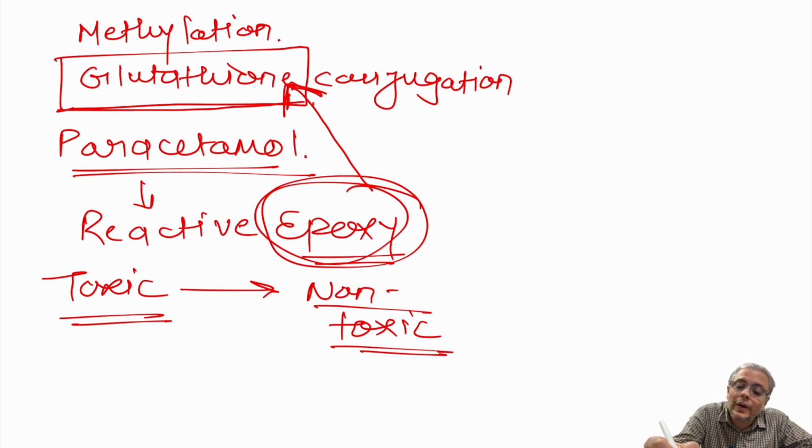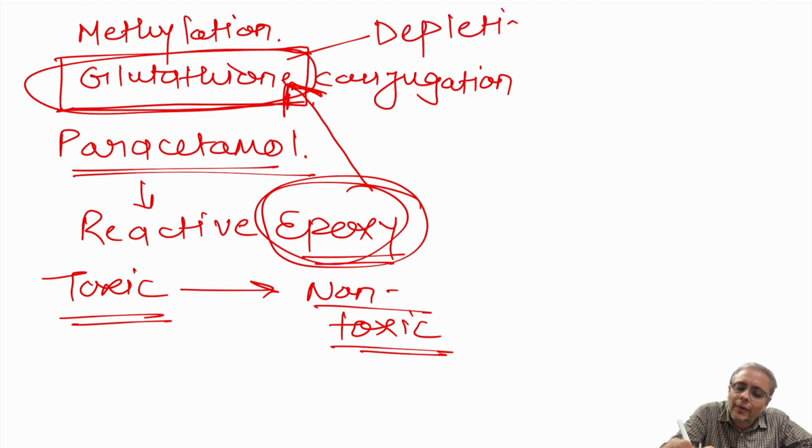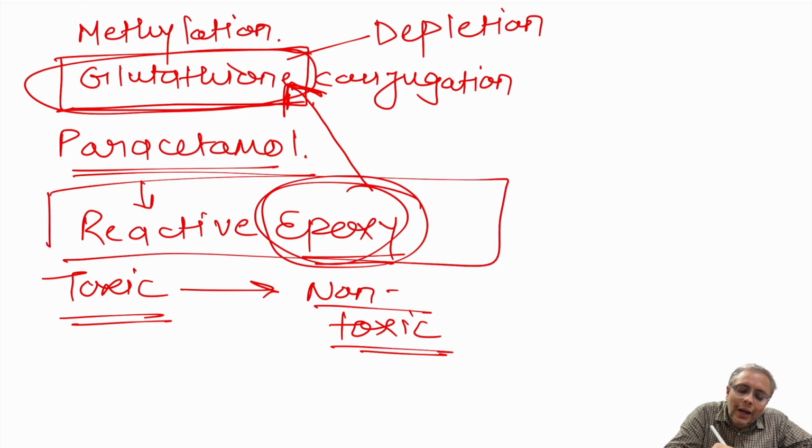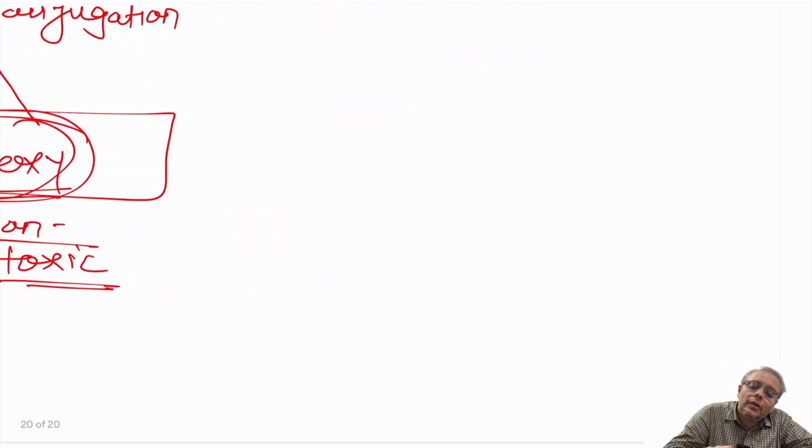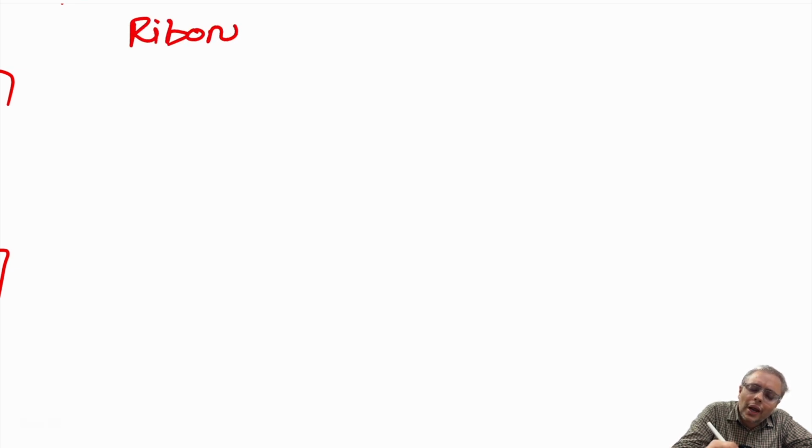Ultimately what will happen is that there is a depletion of glutathione, and that's why there is no conversion or removal of these reactive metabolites, and it will lead to toxicity. And the last phase 2 reaction is ribonucleotide or nucleoside synthesis.